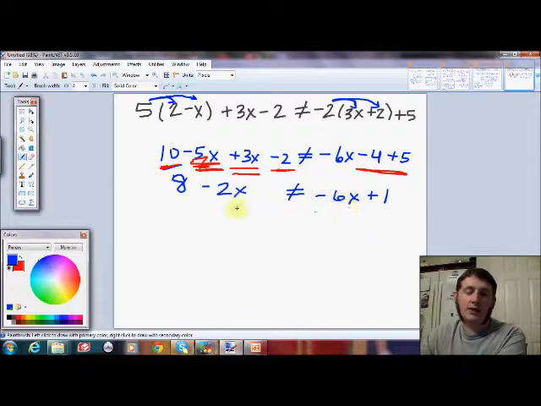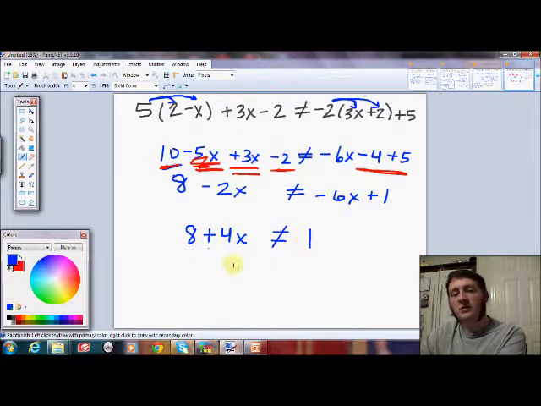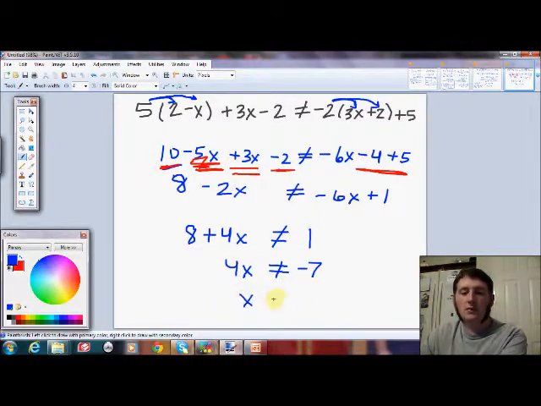Well, they're going to cancel over here, and negative 2x plus 6x would be 4x. So 8 plus 4x is not equal to 1. Subtract 8 on both sides. 4x is not equal to, subtracting 8, so 1 minus 8 is negative 7. Divide by 4 on both sides. Cancels to 1x or x, negative 7/4.